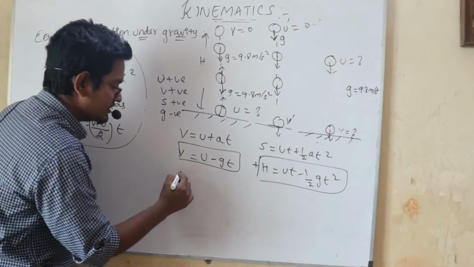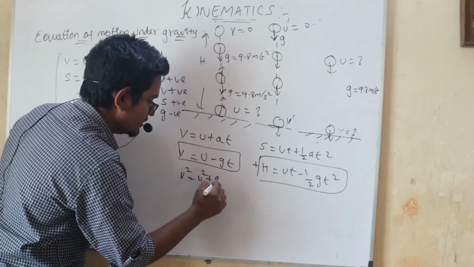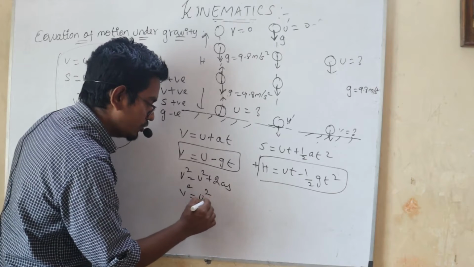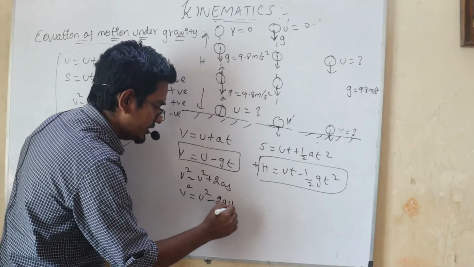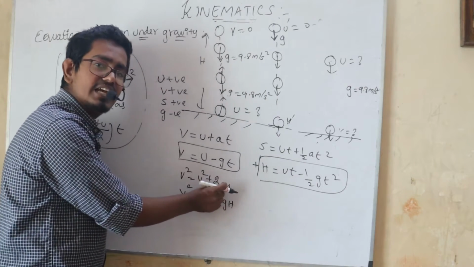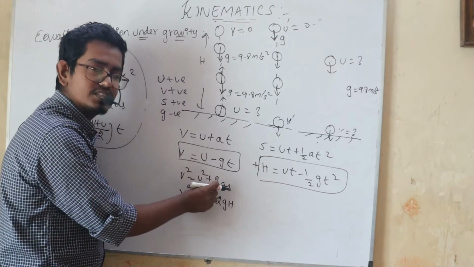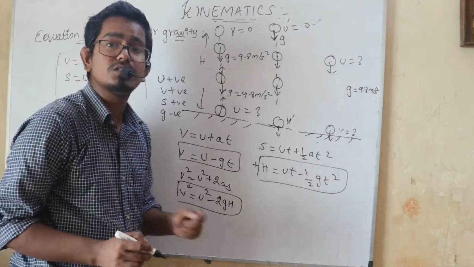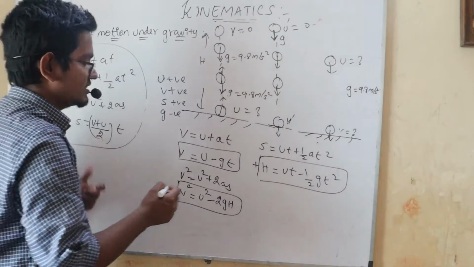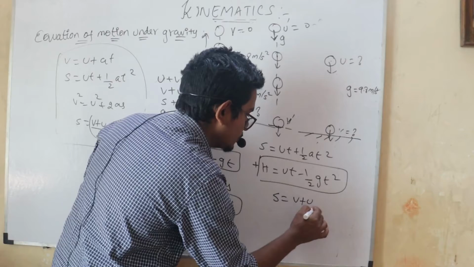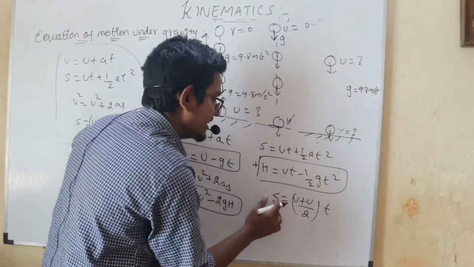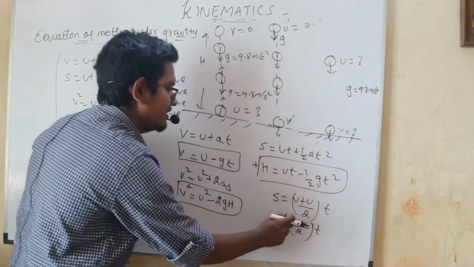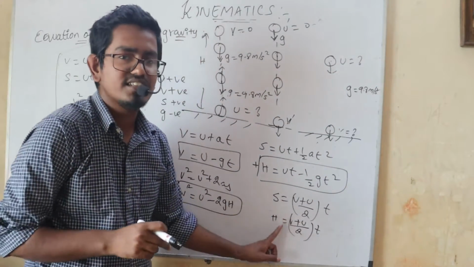My third equation, V square is equal to U square plus 2AS. You can see here V square is positive, U square is also positive, minus 2 into G into H. My H is positive, but A is negative. As it is negative, minus into plus is minus. So I am writing here minus 2GH. So V square is equal to U square minus 2GH. And my fourth equation, S is equal to V plus U upon 2 into T. Here S is H, so H is equal to V plus U upon 2 into T. As my V and U are positive, I do not change the sign.